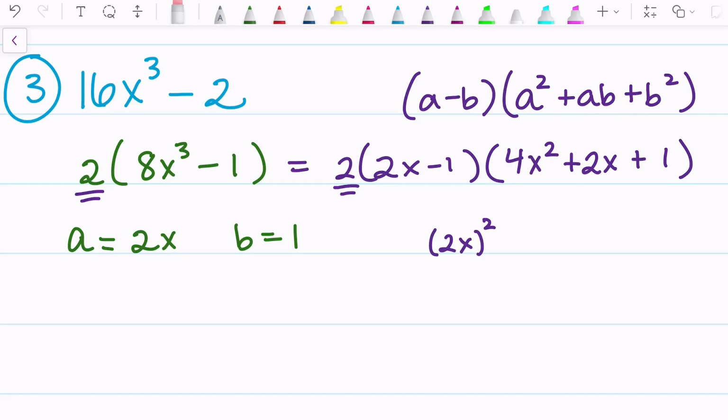And then don't forget that you can check this by plugging the original problem and your answer into the calculator and making sure you see one graph.